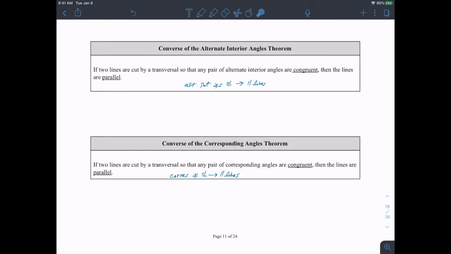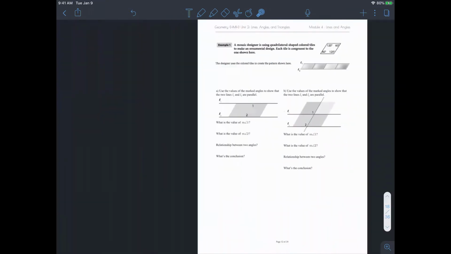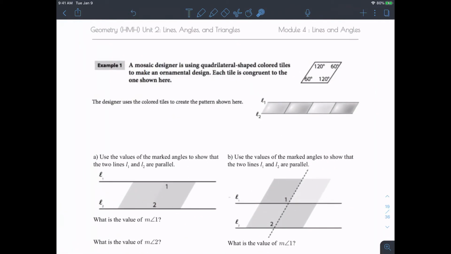All right, guys. So let's move on to the next page. Let's do an example here, guys. Okay. So if you look at a quadrilateral shape, it looks like a parallelogram, doesn't it? And then we have something like that. You could use that as a mosaic. You could put a bunch of the parallelograms together and make a tile out of it. Sometimes it's called tiling.